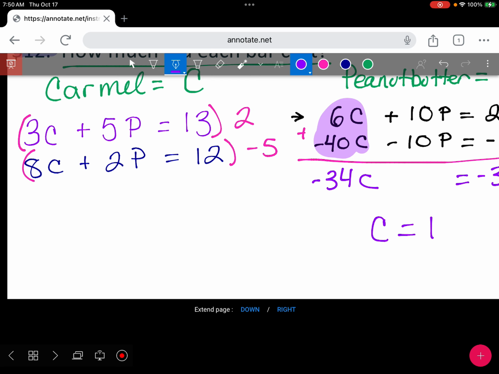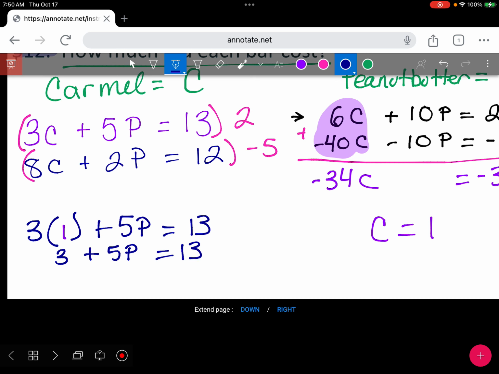Now we've got to find out how much a peanut butter bar costs. I have four options for equations. I could use this one, or this one, or this one, or this one. I don't recommend this one, as this would be the hardest possible way to go. I think we should do 3c plus 5p. Let's do this one then, because it's the smallest coefficients. So I've got my 3 times my c of 1 plus 5p equals 13.